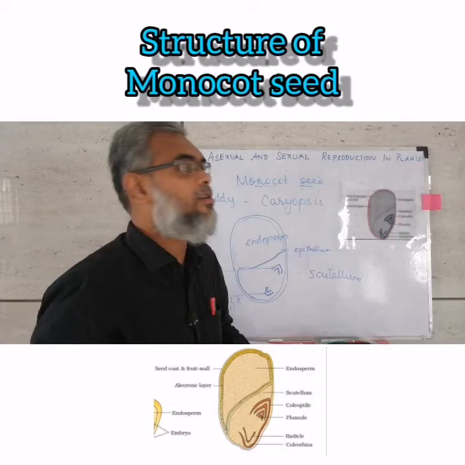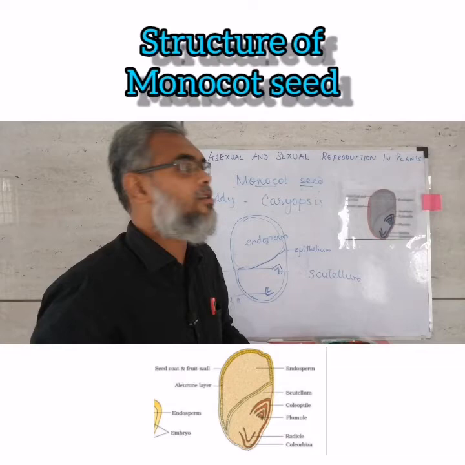Let's see adventive embryo. Adventive embryo means the diploid sporophytic cells from the nucellus form embryo cells. The new embryo will be formed from the nucellus. That is adventive embryo. It takes place in citrus and Mangifera, our mango. This is also called sporophytic budding. Okay, adventive embryo.